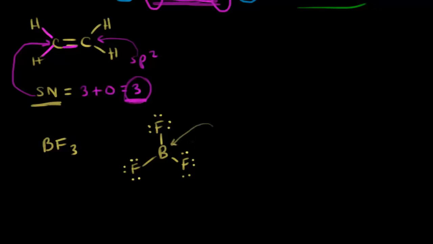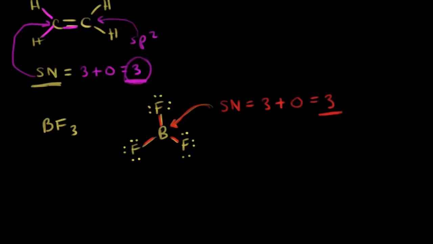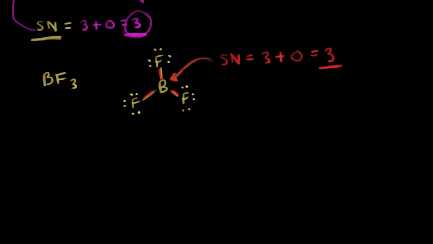So once again, let's use steric number to find the hybridization of this boron. Steric number is equal to the number of sigma bonds, so that's 1, 2, 3, so 3 sigma bonds, plus lone pairs of electrons, that's 0. So a steric number of 3 tells us this boron is sp2 hybridized. So this boron is going to have 3 sp2 hybrid orbitals and 1 unhybridized p orbital.